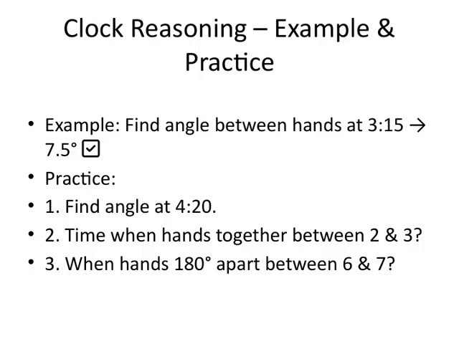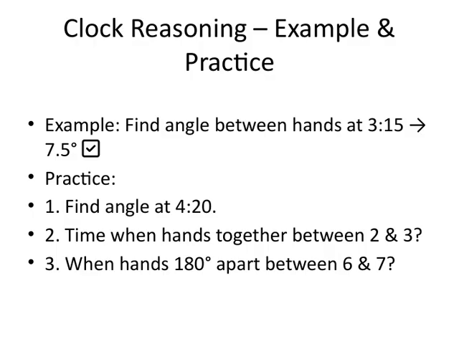All right, let's dive into some clock reasoning with an example and then practice together. On this slide, we see an example, finding the angle between the clock hands at 3:15. The answer is 7.5 degrees, which is correct. This example shows how we can approach such problems by understanding the positions of the hour and minute hands at a given time. Now, for the practice part, I want you to try solving these 3 questions.